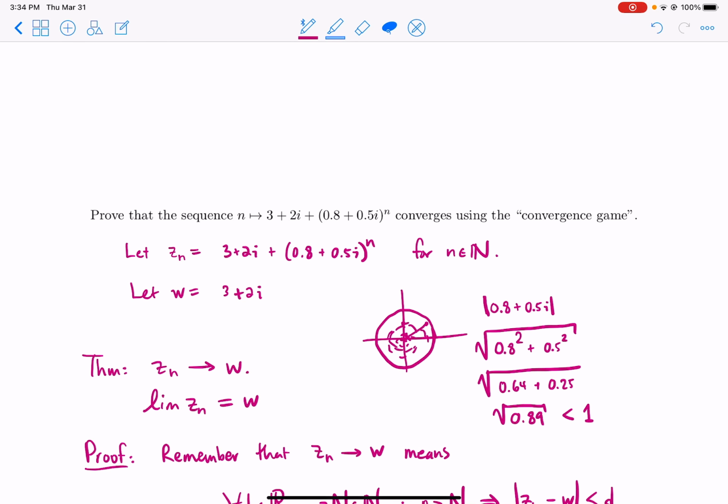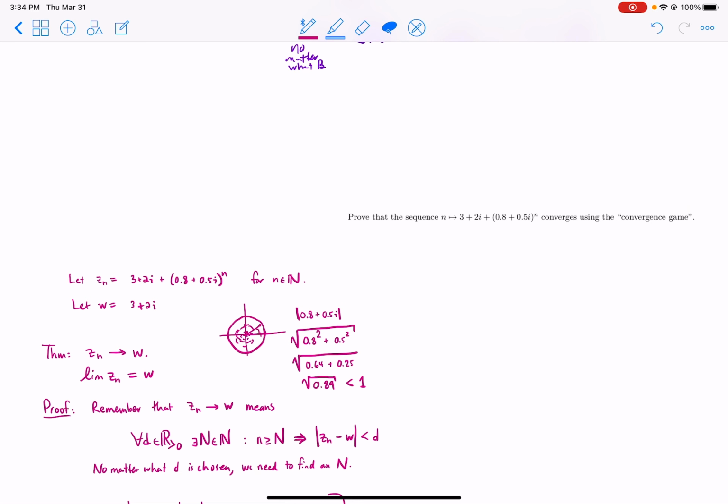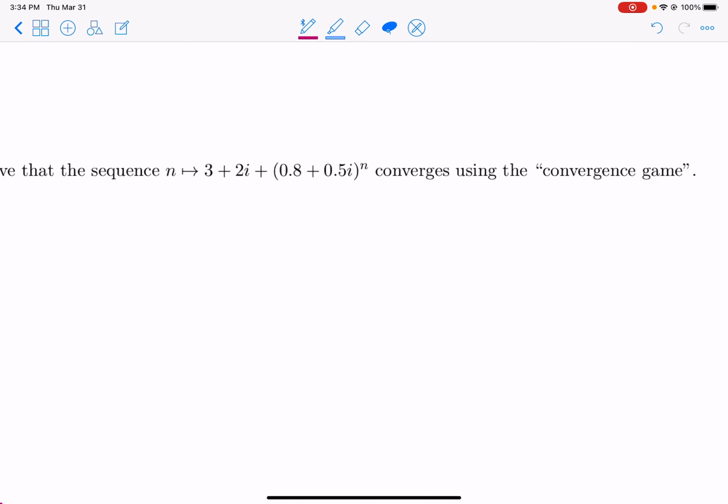Can you prove this yourself? Take this blank sheet of paper and try to prove this without looking. Okay, and really try to think of it in your own words, your own story of why this is true.